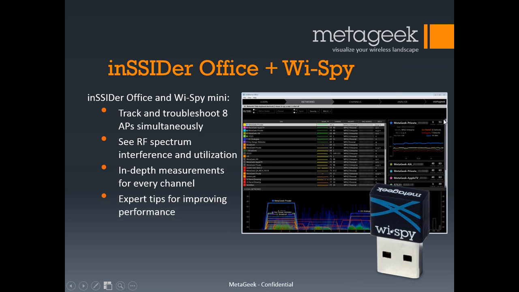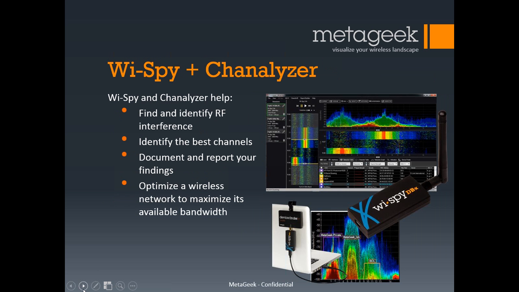We also do some link scoring with that one, where we use the spectrum plus the Wi-Fi data to understand what your link score would be to a particular network or to a particular channel. Very good. We also offer expert tips for those who are not Wi-Fi savvy to help them understand where they should go. Stepping up in the product line is our flagship Channelizer product.